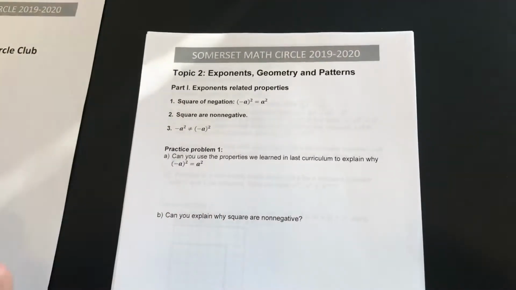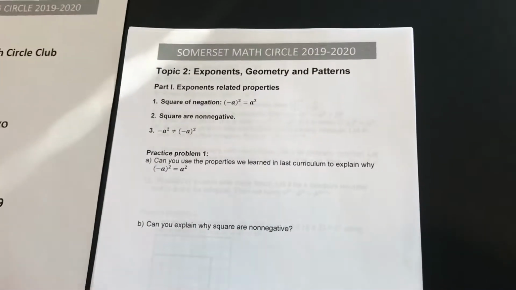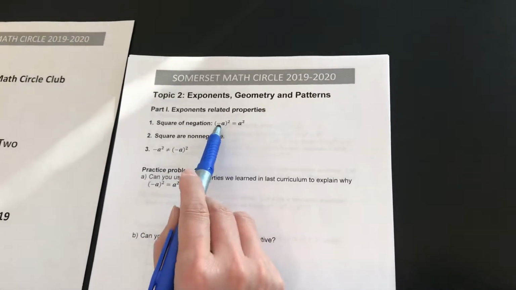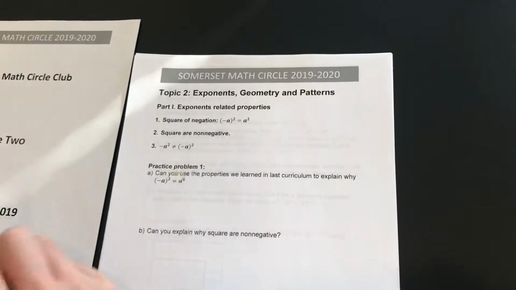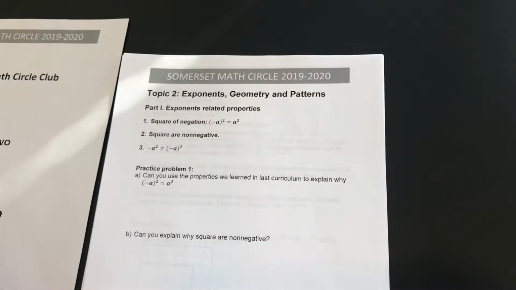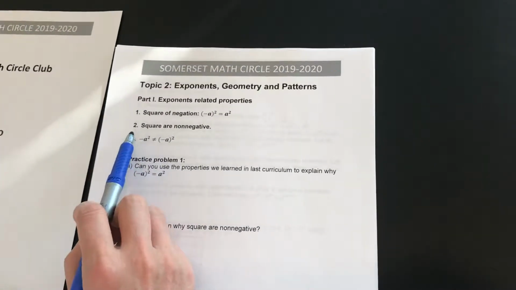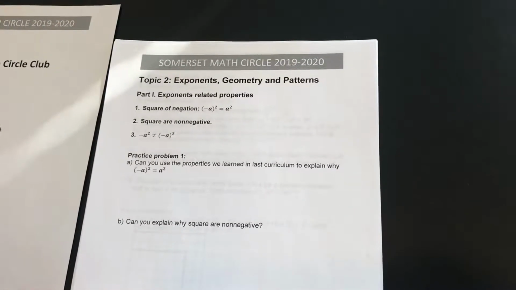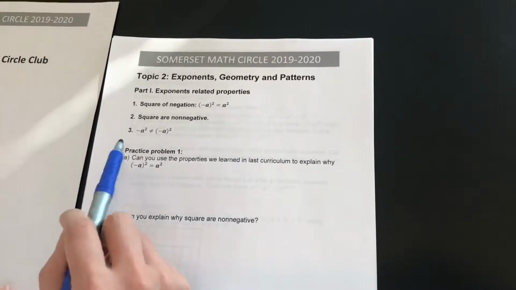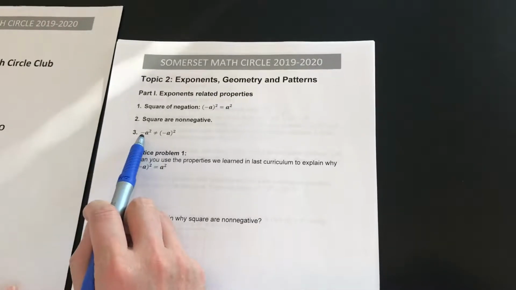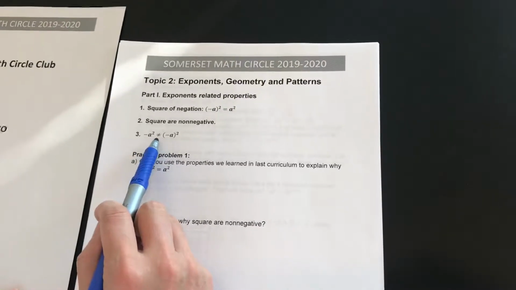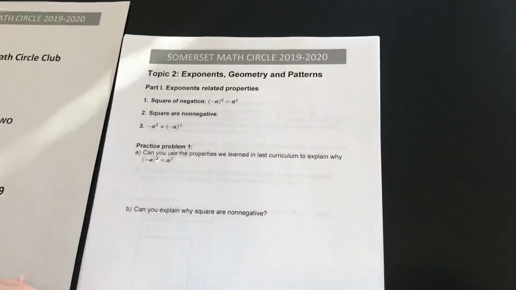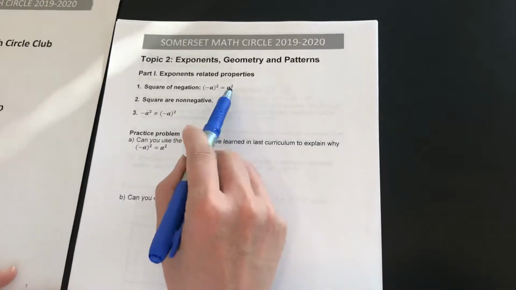First property we have the square of negation. Negative a bracket square, the square acts on negative a, equals a square. The second property is squares are non-negative. Squares of real numbers are non-negative. The third property, negative a square is not equal to negative a bracket square. So negative a bracket square is a squared.